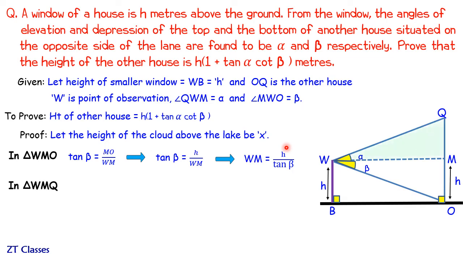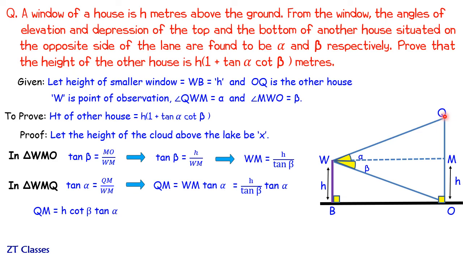So in triangle WMQ, let's take tan alpha, that's perpendicular upon base. QM is what we have to find. So let's take QM is WM times tan alpha. Now this value of WM we will put here and we'll get QM is h upon tan beta into tan alpha, right? 1 upon tan beta is cot beta, so basically QM is h times cot beta tan alpha.